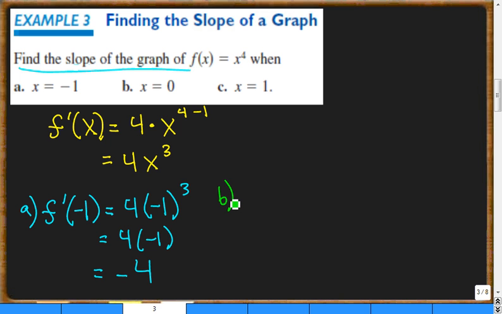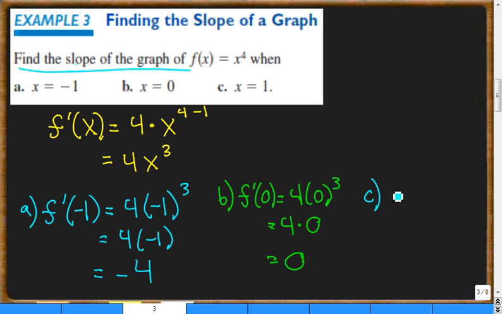B, we plug in 0. So we would get f prime of 0 to be 4 times 0 cubed, which is just 4 times 0, which is 0. And lastly, we want to evaluate it at 1. We do f prime of 1, and that's going to be 4 times 1 cubed, which equals 4 times 1, which just equals 4. So if you're looking to find the slope at any point, you just need to first find the derivative, and then you need to plug whatever your x value is into that derivative.